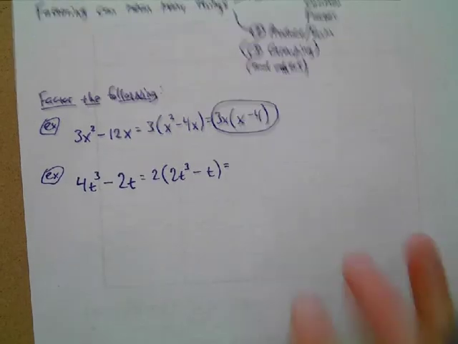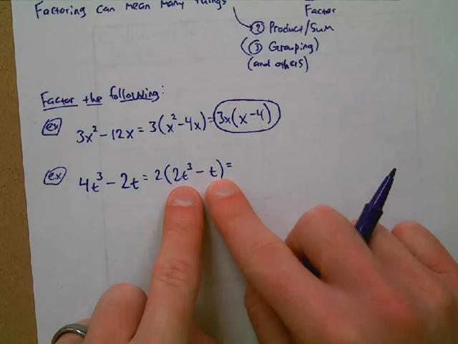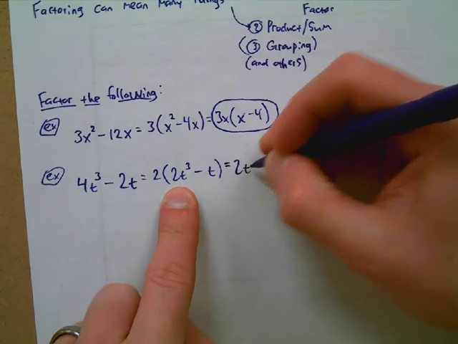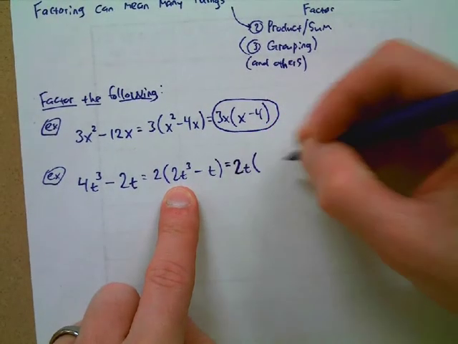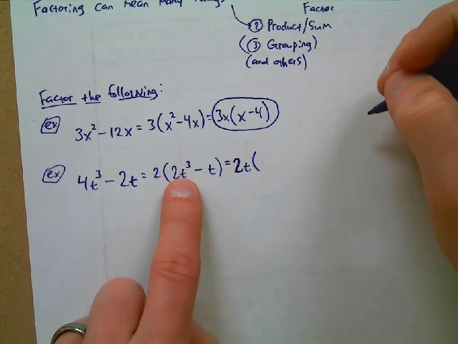Is there anything else we can factor out in common? Okay, yeah, they both have a t, right? So let's take a t out. So I'll have 2t and 2t. And then take a t out of this. Okay, taking a t out of this, what do I now have?